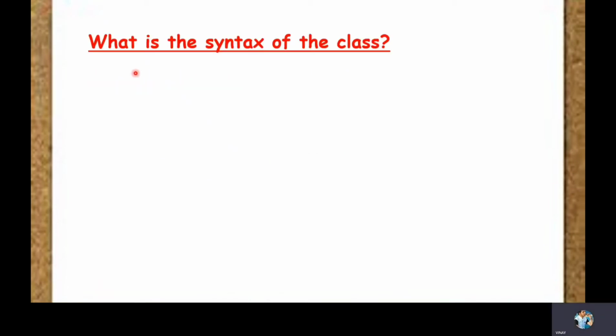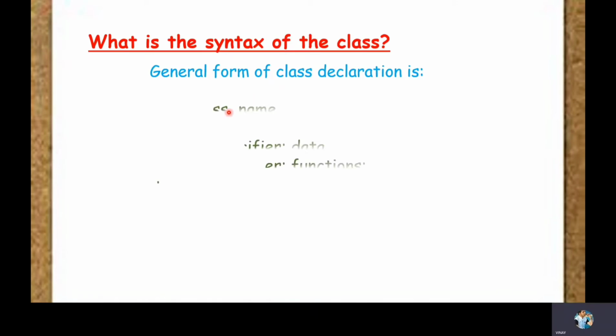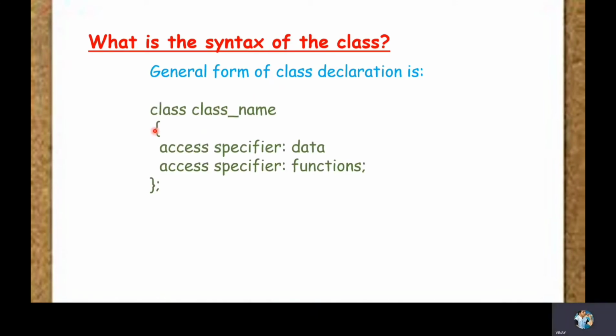Then let us see what is the syntax of the class. The general form of class declaration is: class, class name, and open curly bracket, access specifier. Access specifiers like public, private, these things we will see in upcoming slides. Data means data members, functions means member functions. Closed with a closed curly bracket with a semicolon.